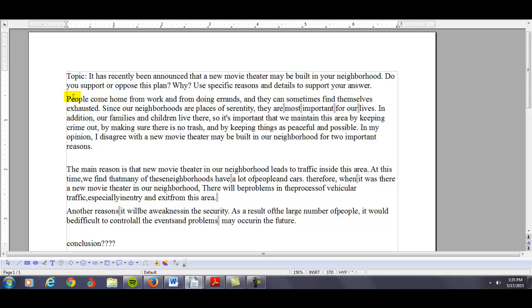Okay, so you say people come home from work and from doing errands, and they can sometimes find themselves exhausted. Since their neighborhoods are places of serenity, they are most important for our lives. In addition, since our families and children live there, it's important we maintain this area by keeping crime out, by making sure there's no trash, by keeping things as peaceful as possible. Then you might include a counter argument.